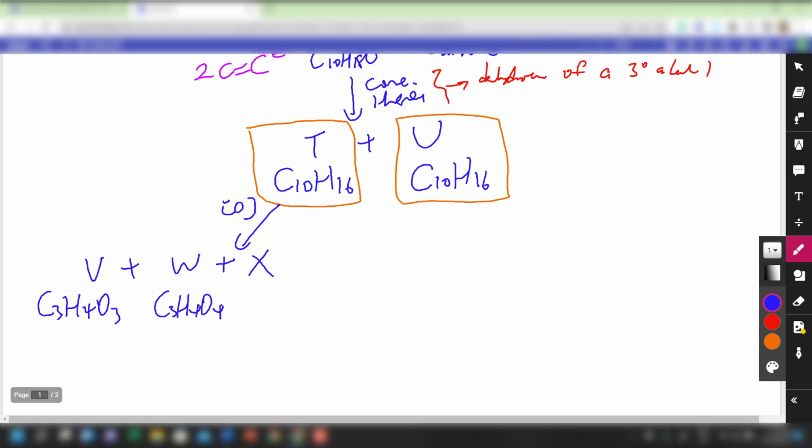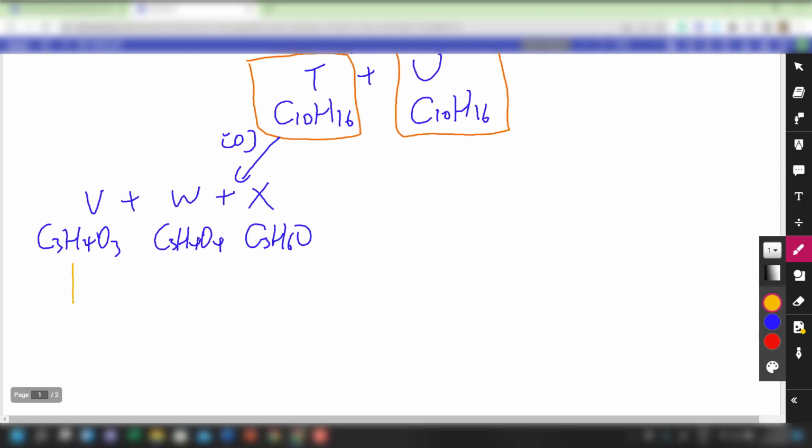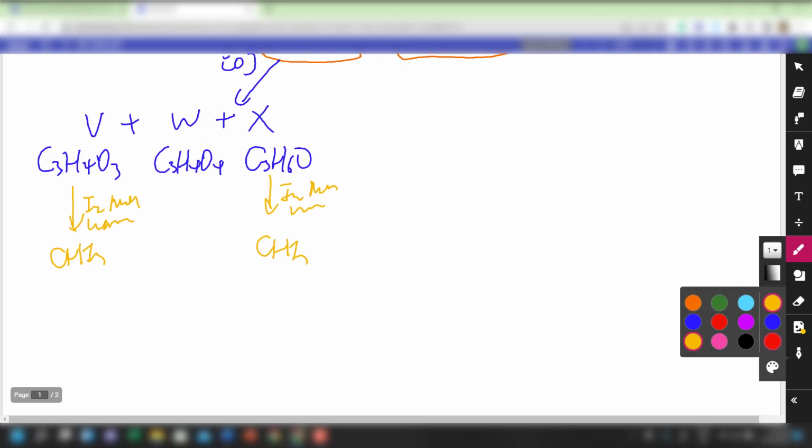C3H4O4, and then X is C3H6O, and then V and X gave us the iodoform test. So I2, NaOH, warm. Okay, so same: iodine and sodium hydroxide warm. Okay, so CHI3, CHI3. So from here we can easily sketch out a structure for V and X.